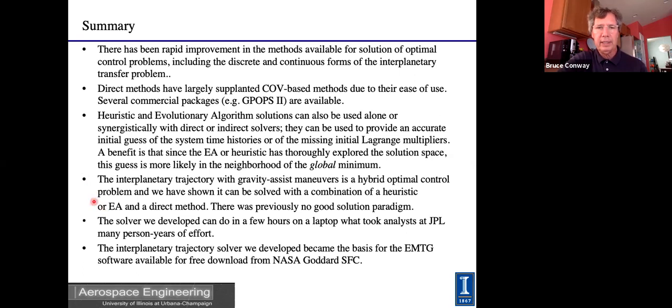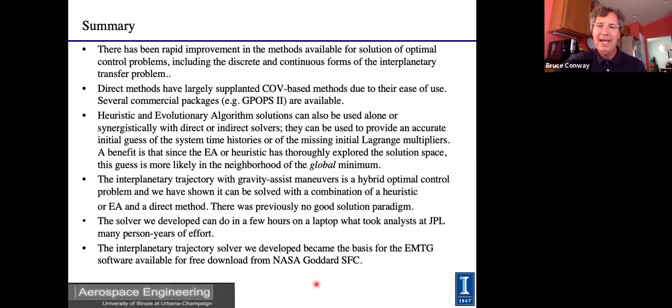So I described this automaton we came up with. What I didn't mention is that it works in just a few hours on a laptop, and it replaces many person years of effort that were required at JPL to do Cassini and Galileo before that.